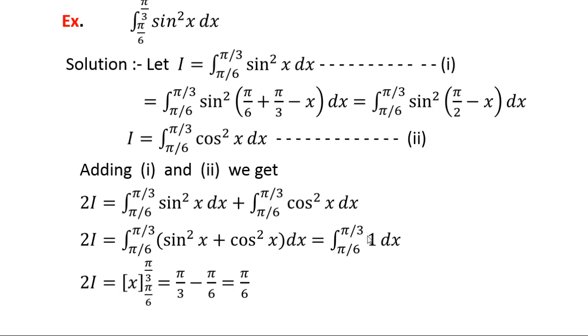So 2I is equal to integration of 1, which is x, between limits pi by 6 to pi by 3. I have used upper limit pi by 3 minus lower limit pi by 6, and the difference is pi by 6. So 2I is equal to pi by 6, I is equal to pi by 12. Pi by 6 divided by 2, that is pi by 12. So without actually integrating sin square x, I have obtained the value of its integral.